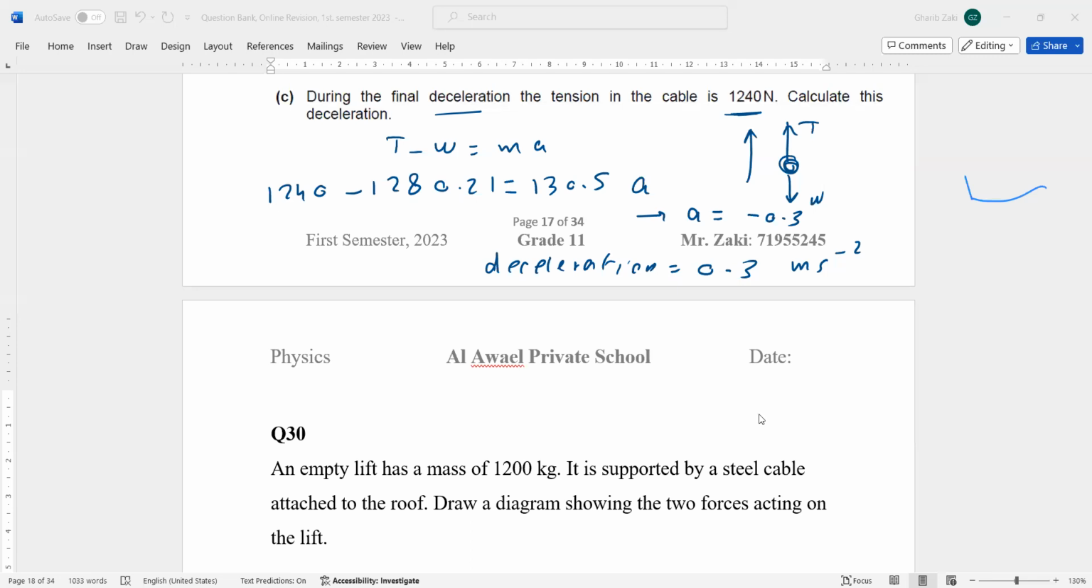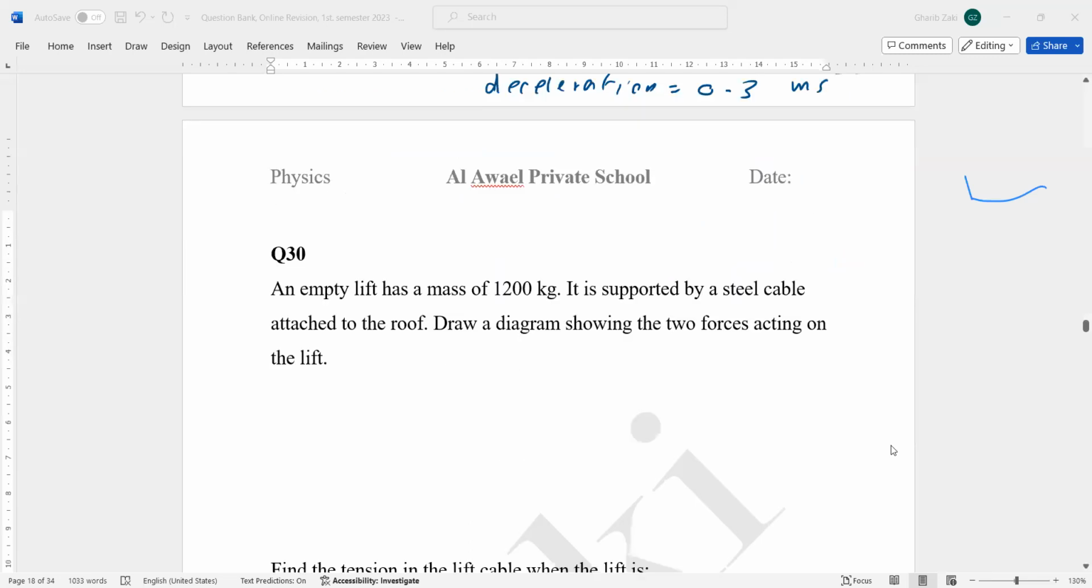Now, let us solve question number 30. Read the question, please, and then we try to solve it together. An empty lift of mass 1200 kg is supported by a steel cable attached to the roof. Draw a diagram showing the two forces acting.